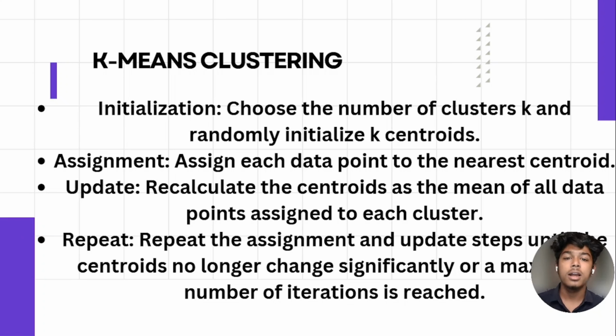Assignment: assign each data point to the nearest centroid. For example, if 2 is nearer to 1, we will assign the value 2 to 1. Update: recalculate the centroids as the mean of all data points assigned to each cluster. That means we recalculate the centroid based on the mean of the values already stored in the cluster.